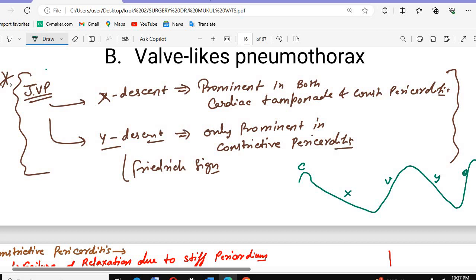And this is the graph of the right atrium pressure. This is the graph of the right atrium pressure versus, we can say, the systole and the diastole. So that you need to remember. Okay.